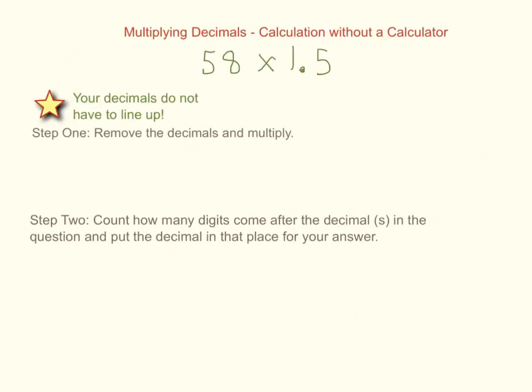Okay, so multiplying decimals. We're going to look at calculating this without estimation and without a calculator. The first thing we need to look at is the fact that our decimals don't need to line up. When we were doing it before, we were lining our decimals up. We don't need to worry about that here. So step 1 says remove the decimals and multiply. Now I know that sounds weird, but just bear with me here.